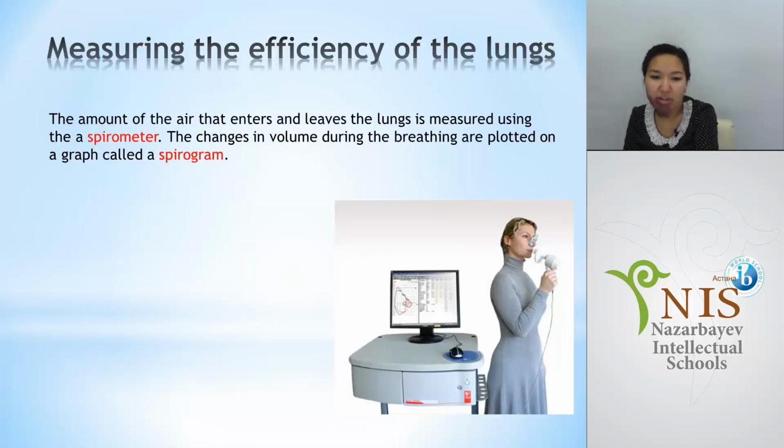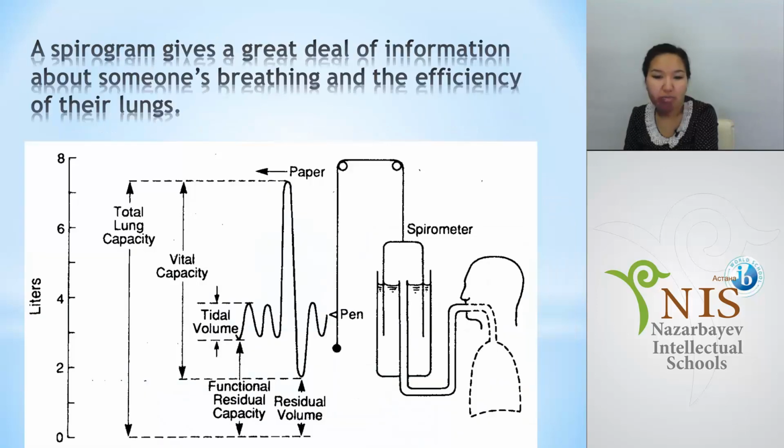Another way is measuring the efficiency of the lung. Here you can see how we can measure the efficiency of the lung. It's mostly done by spirometer. The changes in volume during breathing are plotted on a graph called a spirogram. The graph is called a spirogram, but we measure it by spirometer.